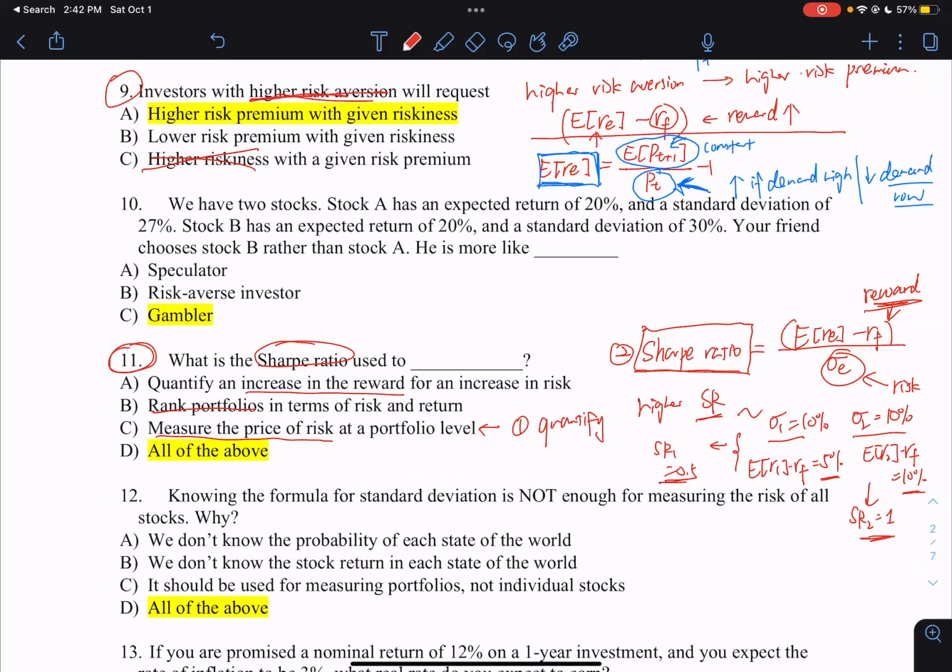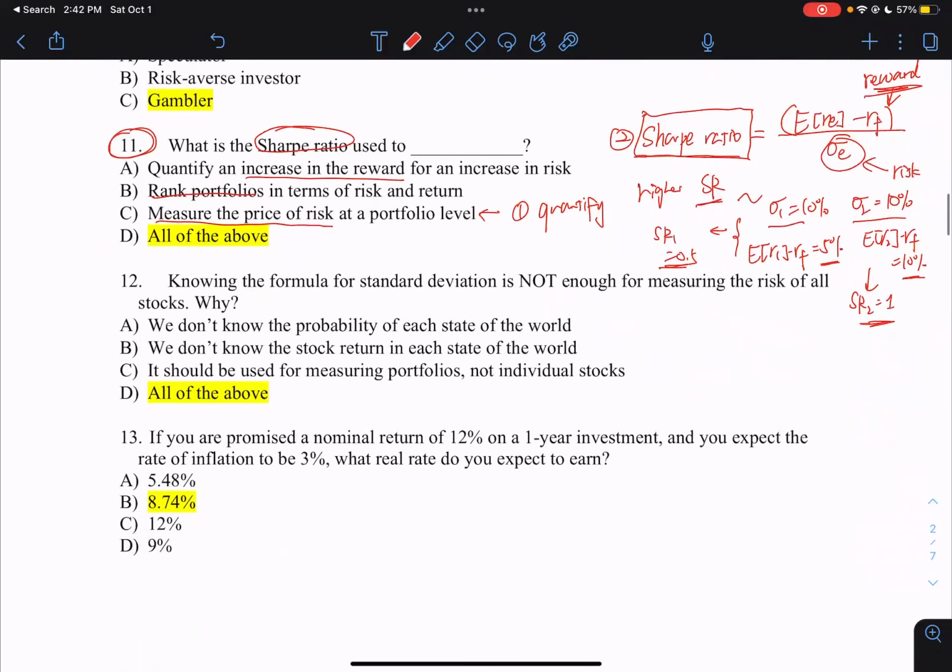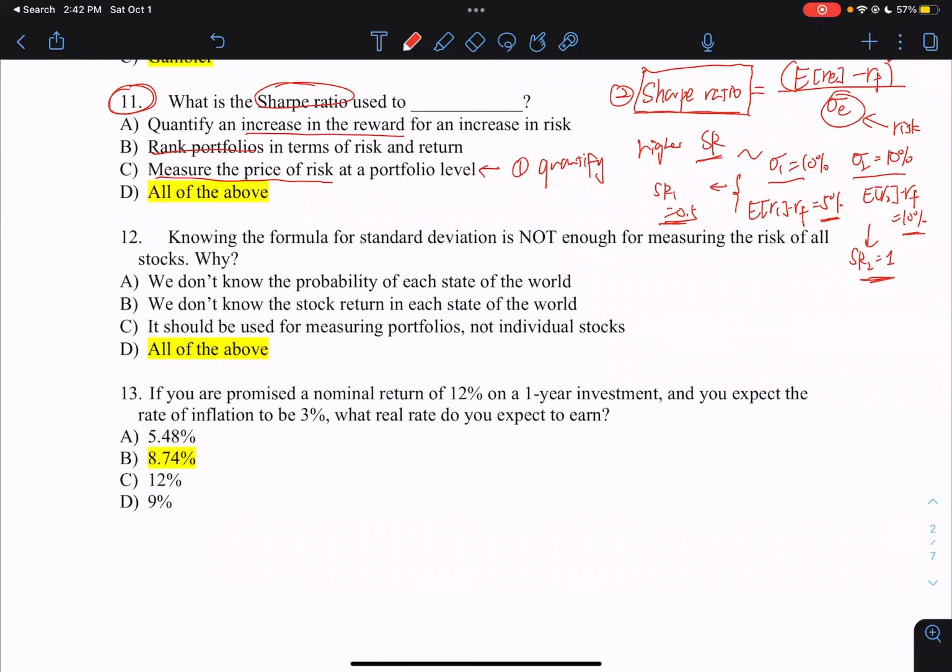Is that clear? Yes. Great. Then the last one I want to cover is question 12.